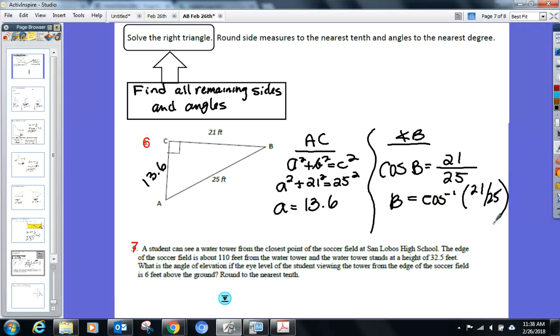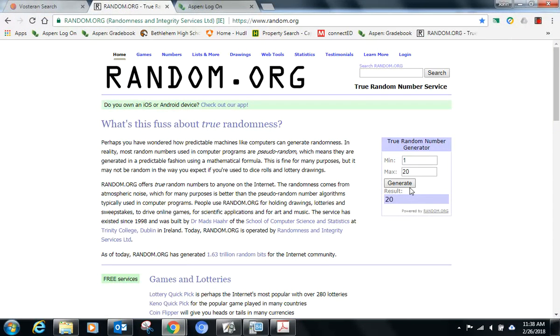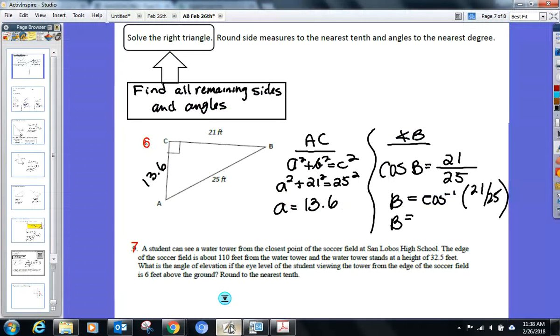And what are angles rounded to? The nearest degree. So angle B to the nearest degree. What do you got? Angles to the nearest degree, so it would be 33. Yep.